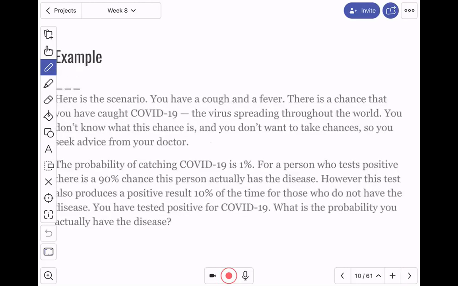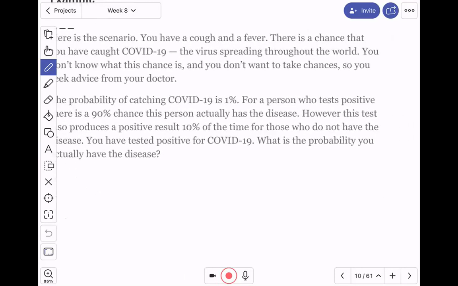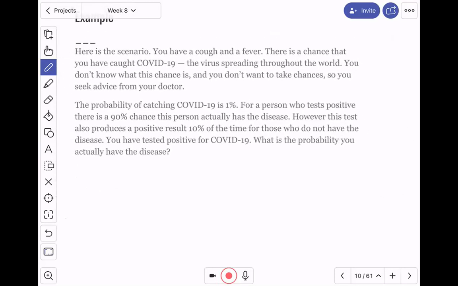Right? So let's start here. What has to be true? Either you have the disease or you don't have the disease. Before I continue, what are those two events called? Are those two events mutually exclusive or are they independent? Mutually exclusive. If one occurs, the other one cannot occur.